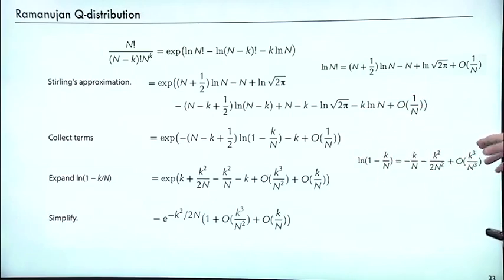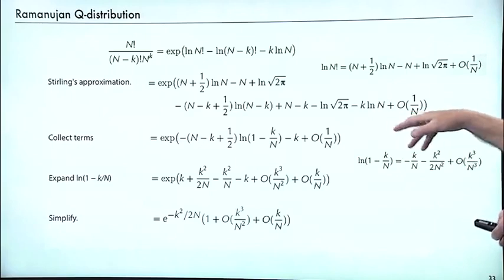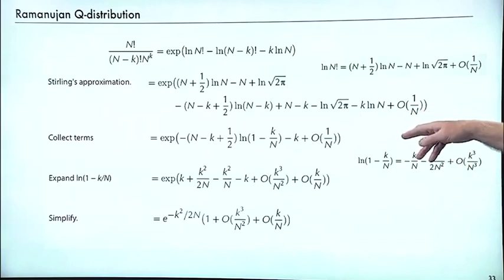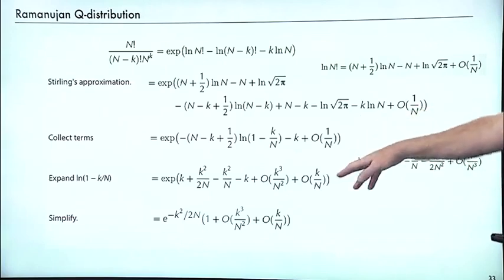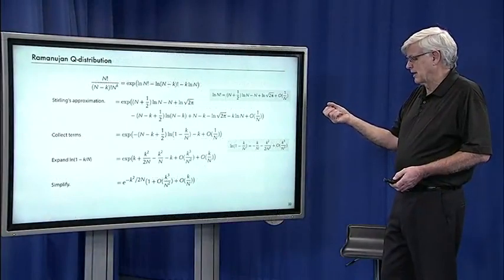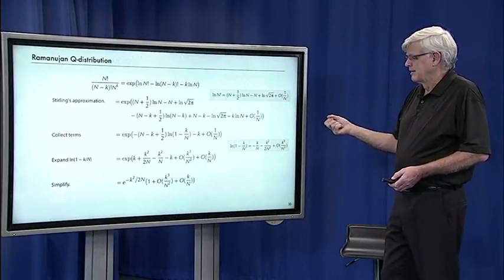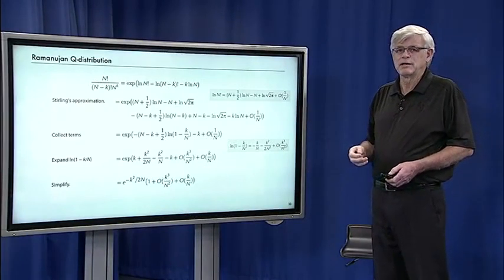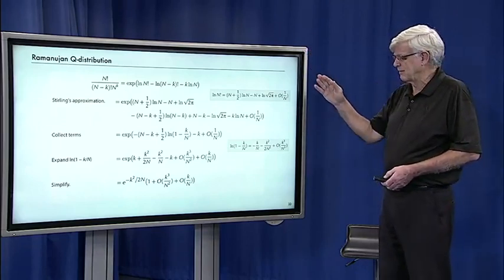Those error terms are just doing the math. If you multiply n times O of k cubed over n cubed, you get k cubed over n squared. And then what's left is the O of k over n. So those are valid formulas, but the interpretation of the formula is going to depend on the value of k. And it tells us a lot. For relatively small k, it says it's going to be close to e to the minus k squared over 2n. That's the curve that we see.